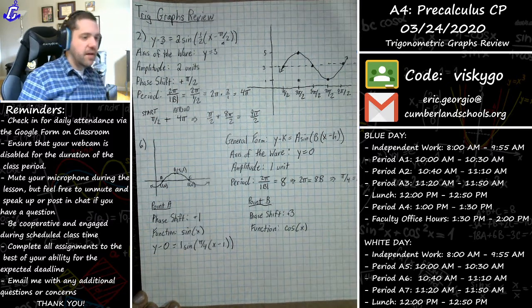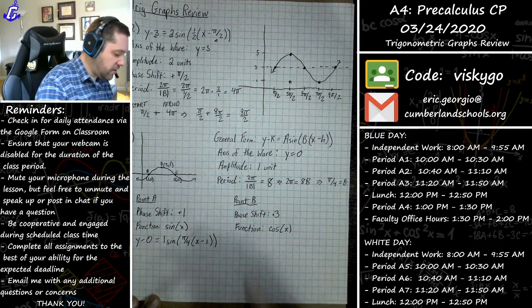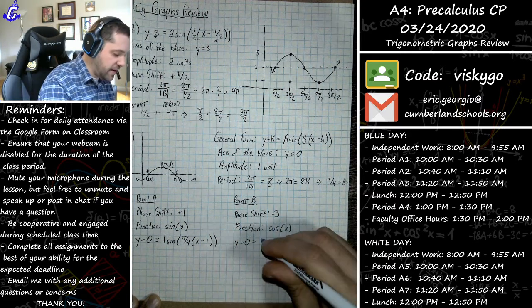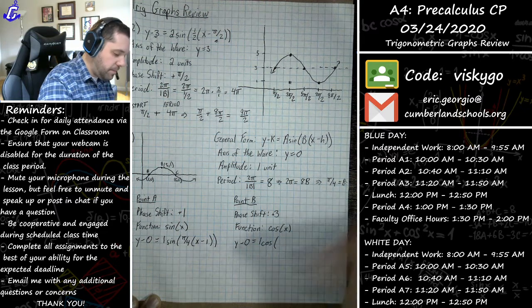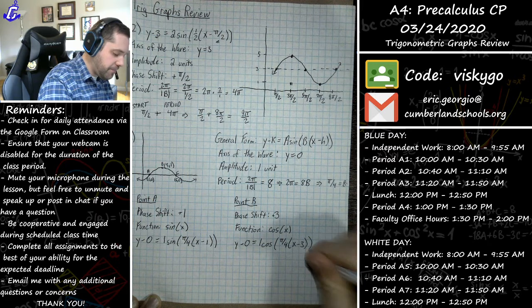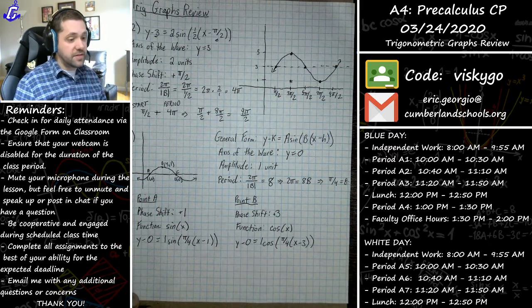because that's exactly what the cosine function does. And last but most certainly not least, you would go ahead and create your equation by saying it's y minus 0 equals your amplitude again is 1 cosine of b, which is pi over 4, times x minus 3. Hopefully that makes sense to everybody.